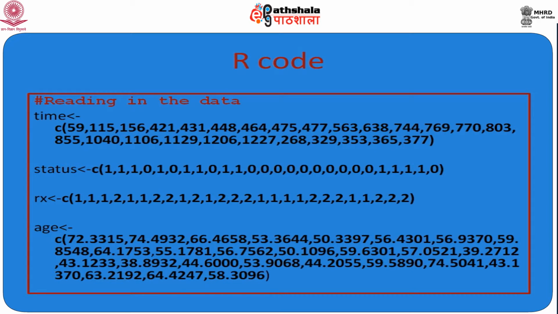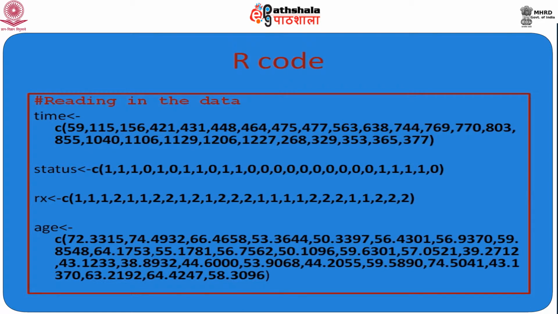Like here, the first patient's age was 72.33, the second patient 74.49, and the third patient was 66.46 years when he entered the study. Like that, all patients' exact ages are considered here with 4 decimal places.